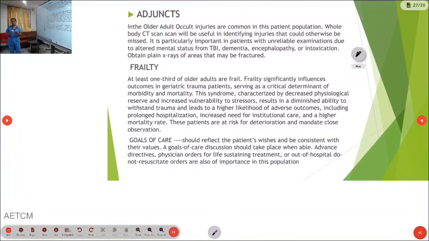Older, geriatric people who are frail are at increased risk for deterioration, and it is mandatory to have close observation of these patients. The goal of care should reflect the patient's wishes and be consistent with their values. A goal of care discussion should take place when the patient is able, and advance directives, physician orders for life-sustaining treatment and out-of-hospital do-not-resuscitate orders are very important among this population.